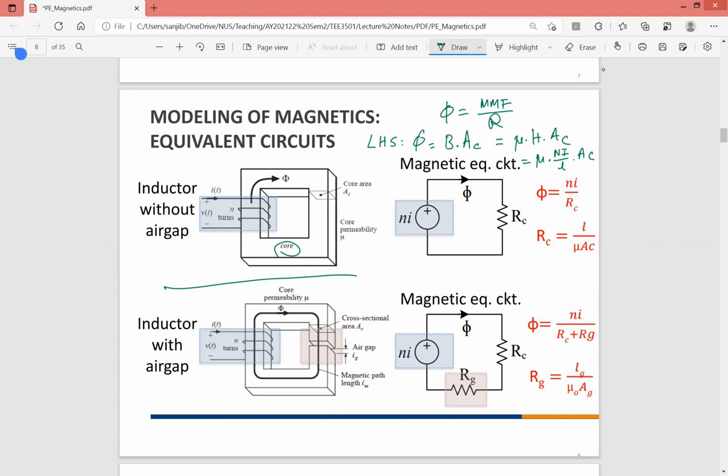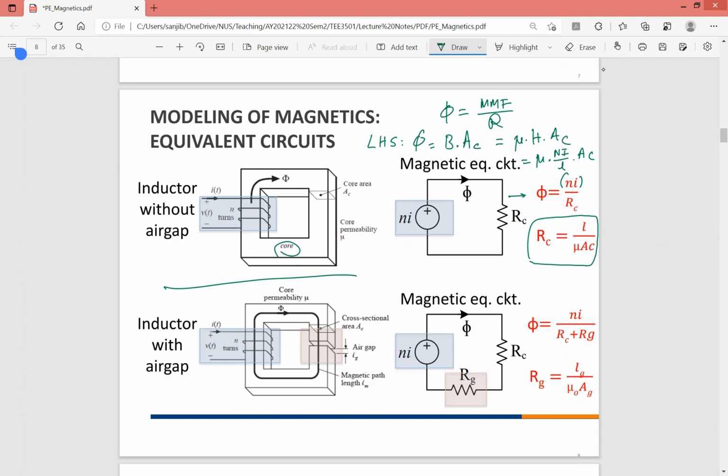Now if I write flux also equals Ni over Rc, which is the reluctance of the core, then you can see I can equate both sides. I can clearly see that from this, I can say that my reluctance for the core is defined by this formula.